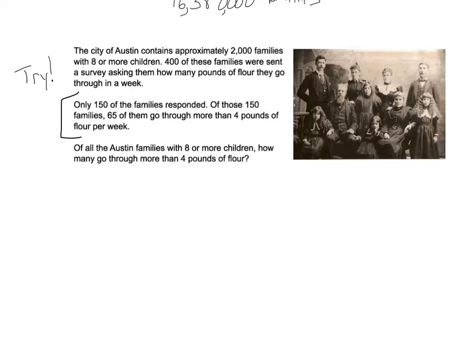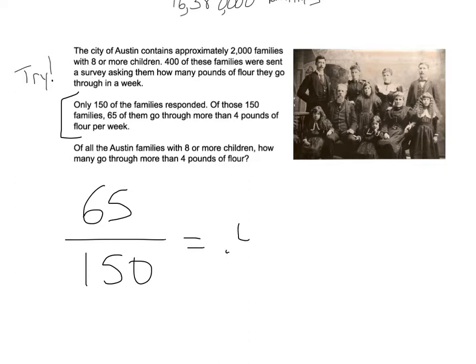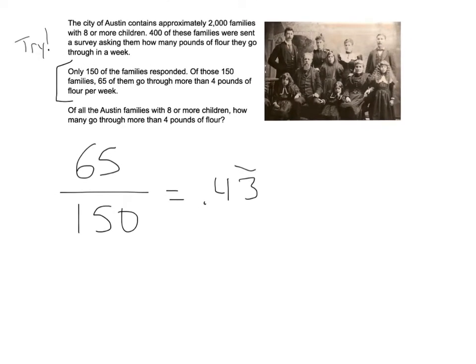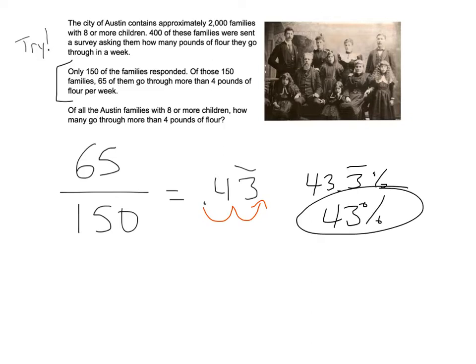Well, out of those 150, 65 of them go through more than 4 pounds. So I'm going to take 65 and divide it by 150. And when you do that, what you end up getting is 0.43 repeating, okay, as a decimal. So I want to know, actually, what is this as a percent? Well, let's move our decimal 2 places to the right, and I guess we'll round to the nearest whole percent. So it would technically be 43.3 repeating percent. We'll make it 43%. Okay, so 43% of our sample go through more than 4 pounds.